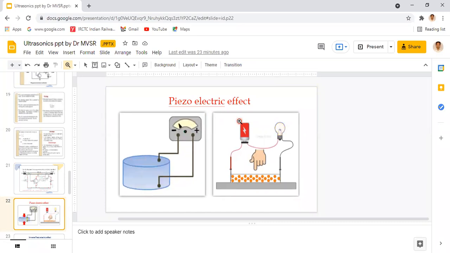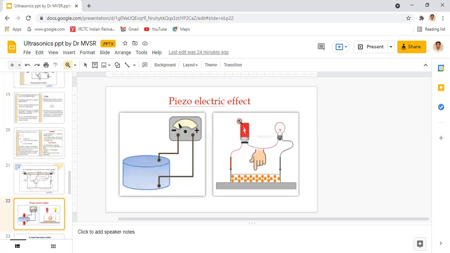Because in the magnetostriction method we have only a limited range. The frequency of the ultrasonic wave is below 300 kilohertz. So if we want to produce ultrasonics of a frequency more than 300 kilohertz, definitely we have to go to another method, that is the piezoelectric method.